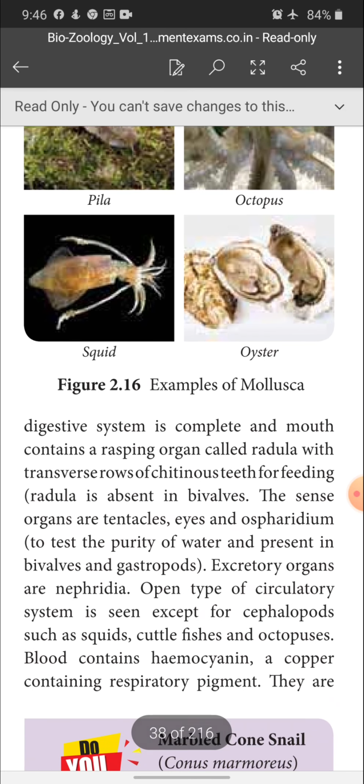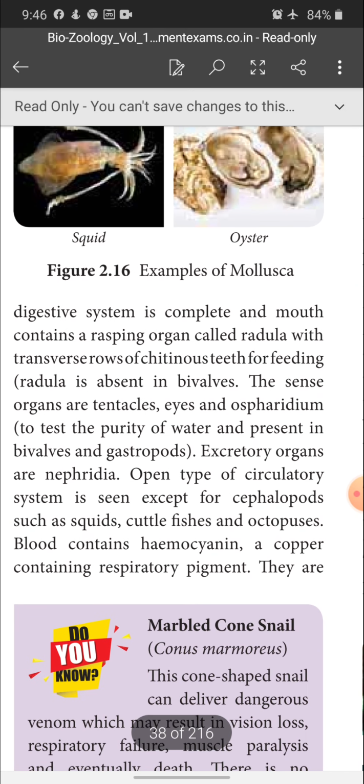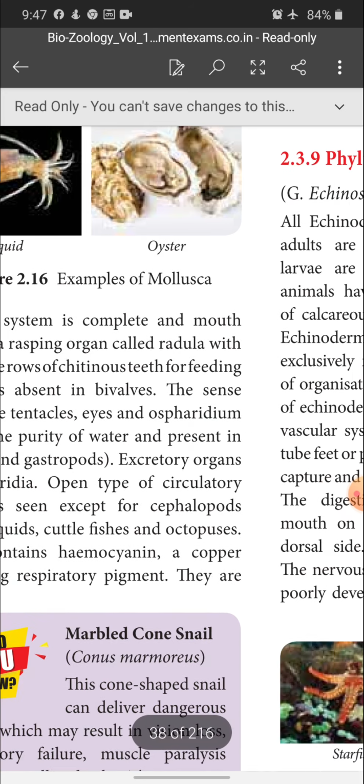Then the digestive system is complete and the mouth contains a rasping organ called radula with transverse rows of chitinous teeth for feeding. The sense organs are tentacles, eye and osphradium to test the purity of water, present in the bivalves and gastropods. Excretory organ is nephridia. Open type of circulatory system is seen except for cephalopods such as squids, cuttlefish and octopuses. Blood contains hemocyanin, a copper containing respiratory pigment.